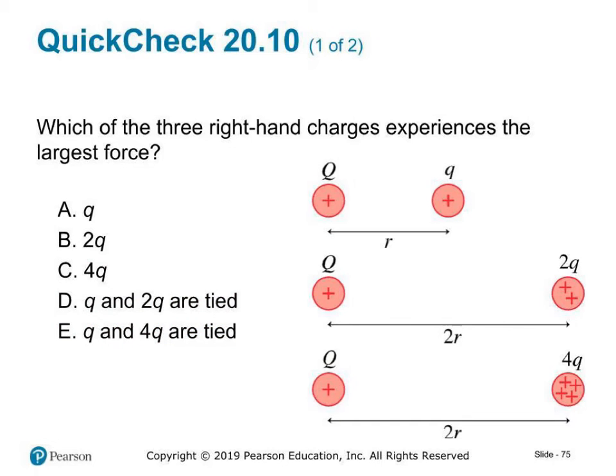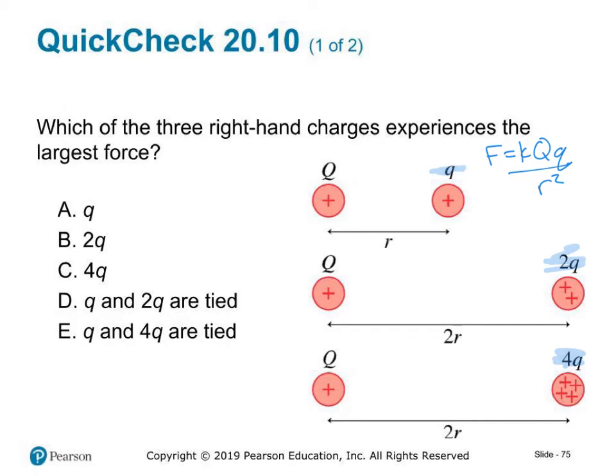Next up, which of the 3 right-hand charges experiences the largest force? Okay, so the right-hand charges are these guys. Those are the ones we're looking at. Which one experiences the largest force? Let's evaluate this. This one here is a force of k big Q times little q over regular r squared.